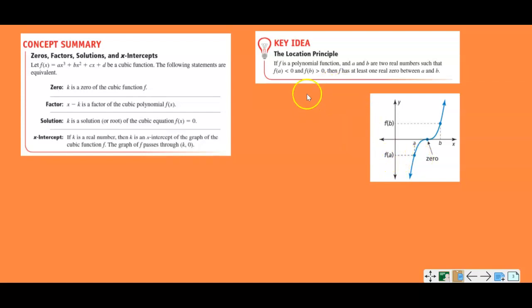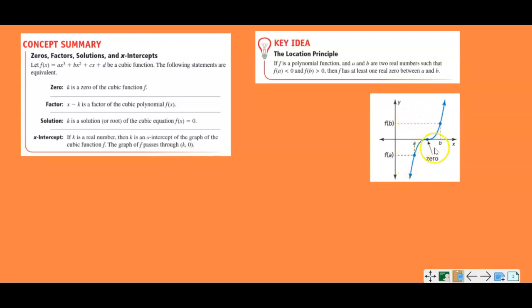If f of a is your y value, and f of b is greater than 0, then f has at least one real zero between a and b. All right, so if you've got a cubic function, it's going to pass through the x-axis. It's going to have at least one zero here.